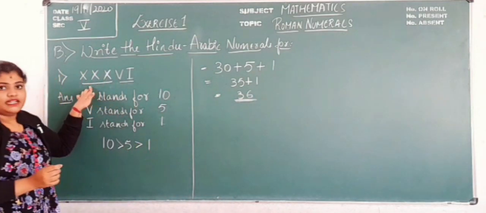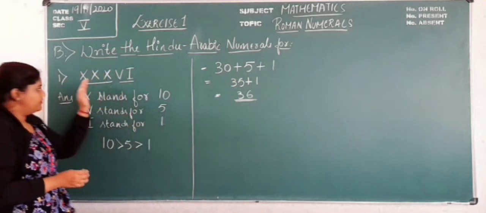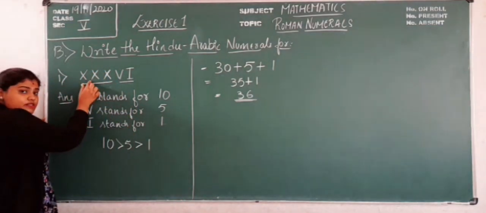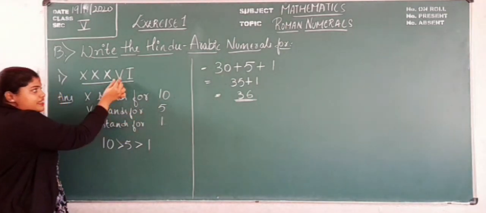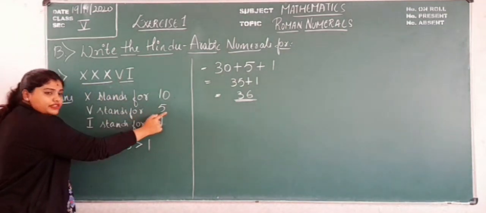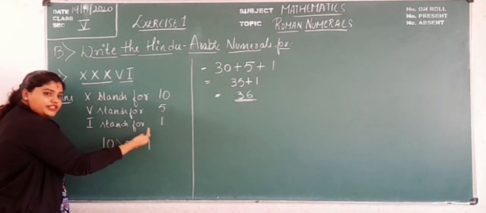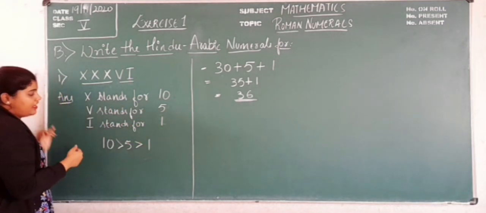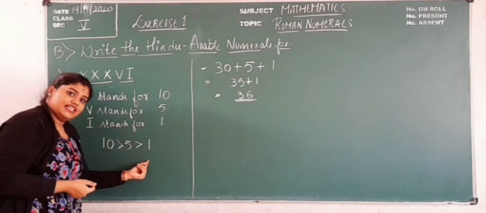So XXXVI stands for 36. First we write the value of each symbol. Here x stands for 10. Next we have v, which is 5. Next we have I, which is 1. And we also know that 10 is greater than 5 and 5 is greater than 1.